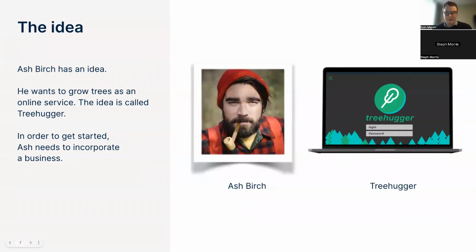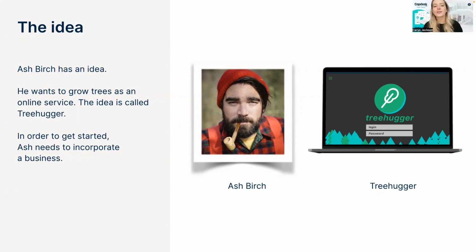So let's start. On the left, you see we have Ash Birch. He is a typical cool guy, East London startup founder. That's actually where our London office is based. And he has a great idea. He wants to make an online service for trees, and that is called Tree Hugger, as we see on the right-hand side here. So Ash doesn't know anything about starting a company, and now he's going to incorporate his first business. So how do we do that?